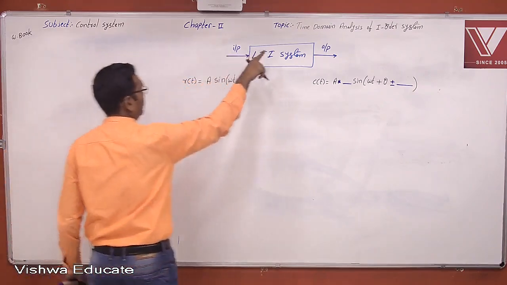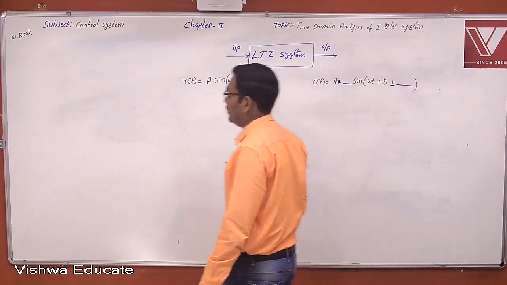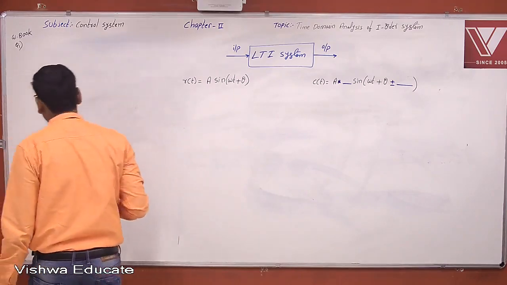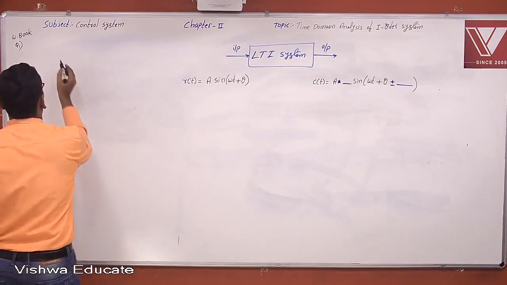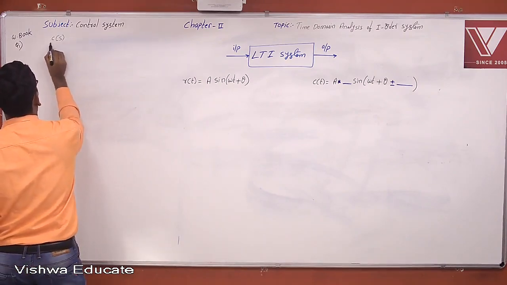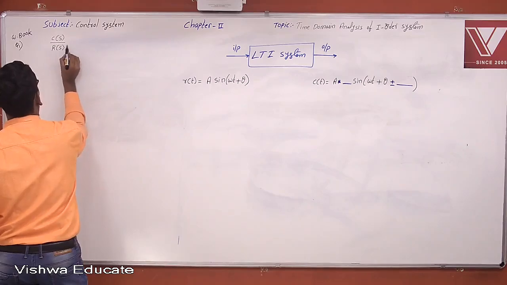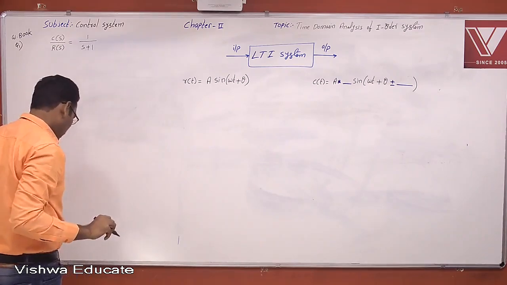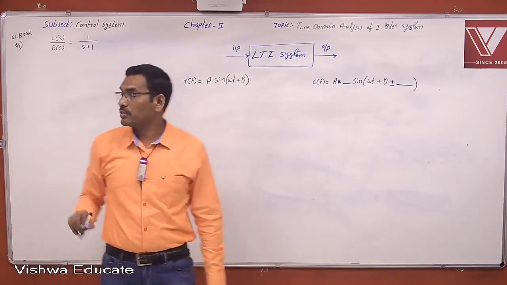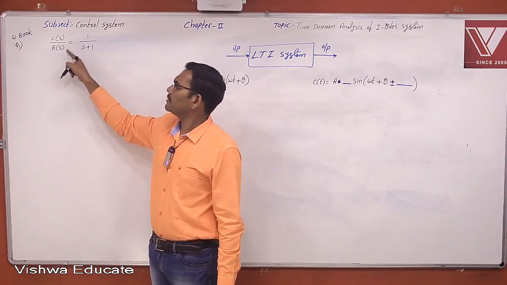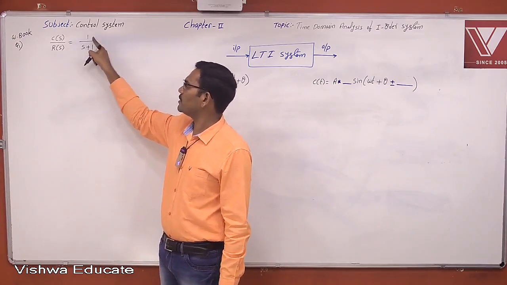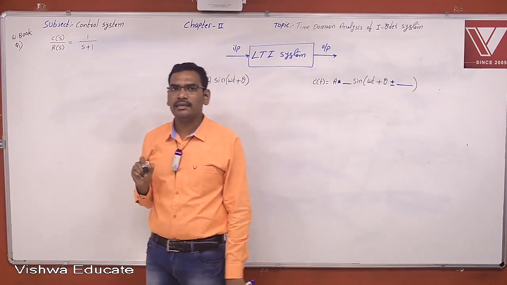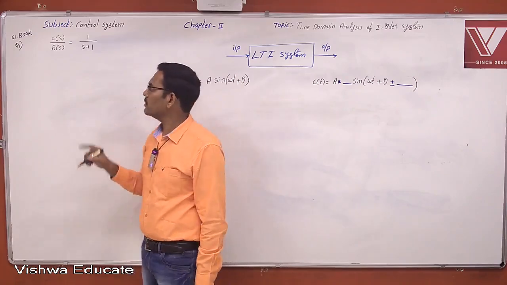and in this topic, time domain analysis of second order system, question number 1. What is question number 1? Consider the system whose transfer function C of S by R of S is equal to 1 by S plus 1. What is the question in our workbook? By considering the system having the transfer function C of S by R of S equal to 1 by S plus 1, determine the sinusoidal response.